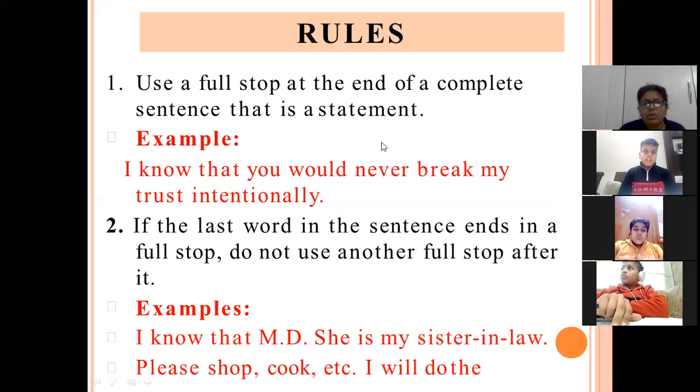Use a full stop at the end of a sentence that is a statement. Assertive sentences are your statement sentences. Like if I say today is Monday, this is a statement. So it is used when you are using a sentence that is a statement, like, I know that you will never break my trust intentionally. If the last word in the sentence ends in a full stop, do not use another full stop after it.